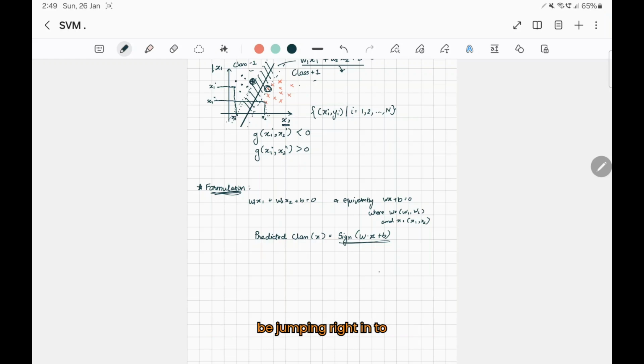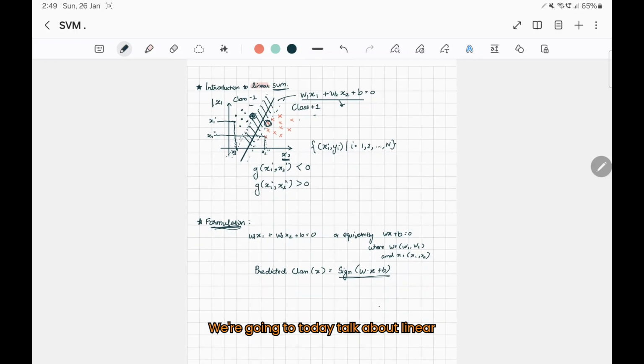Today we'll be jumping right into the problem of support vector machines and this rather elegant algorithm that we have. We're going to talk about linear SVMs, that too for two-class problems, and then in the future we'll go on to more and more difficult problems, I suppose.